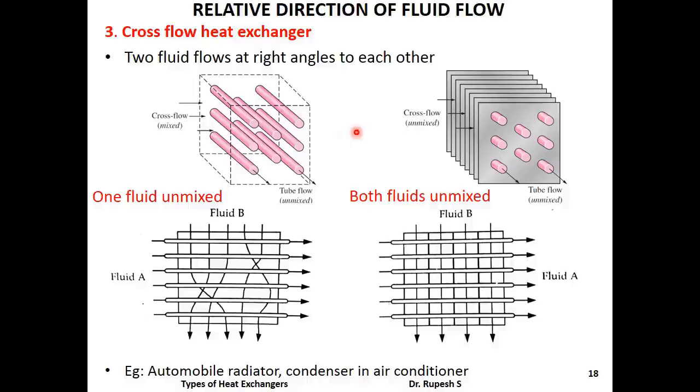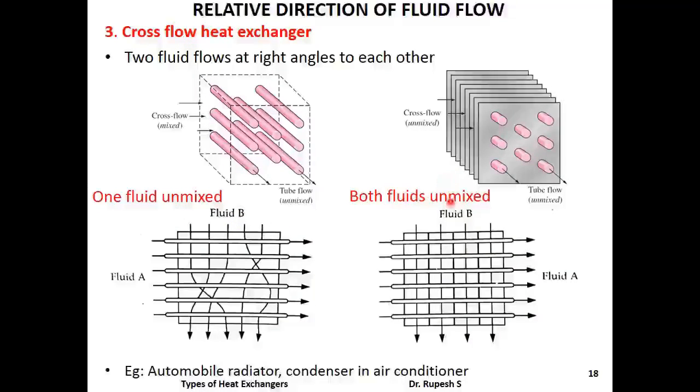Next is the cross-flow heat exchanger. These are heat exchangers where the directions of flow of hot and cold fluids are normal to each other, or at right angles to each other. They are of two types. In type 1, one of the fluids is confined to flow through tubes, whereas the other fluid flows freely over the tubes. Here, fluid A is confined in the tubes, so the stream of fluid A cannot be mixed, whereas fluid B is free to flow over the tubes, so fluid B can be mixed. This type of cross-flow heat exchanger is known as a cross-flow heat exchanger with one fluid unmixed.